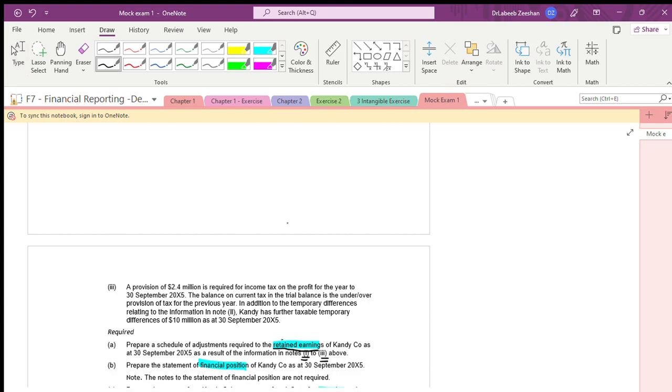A provision of 2.4 million is required for income tax. Okay, fine. 2.4 million we have to do. The balance on current tax is how much? Under provision, over and under. We have to see whether it is a credit balance or debit balance. The current balance on the tax account is the under or over provision, in addition to the temporary differences related to information in note 2. Candy has a further taxable difference of 10 million as of 30th September 2005.